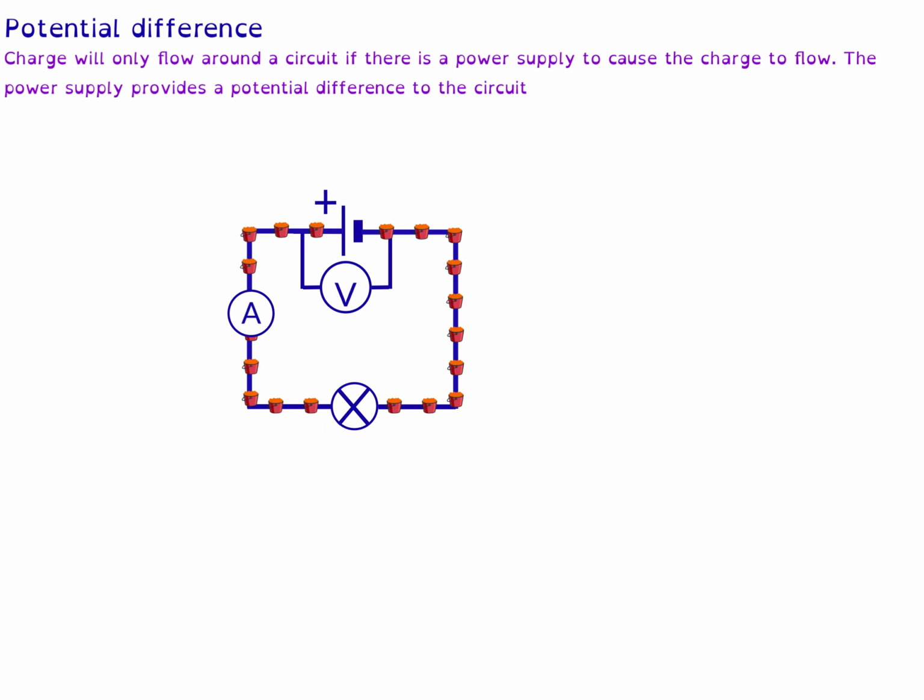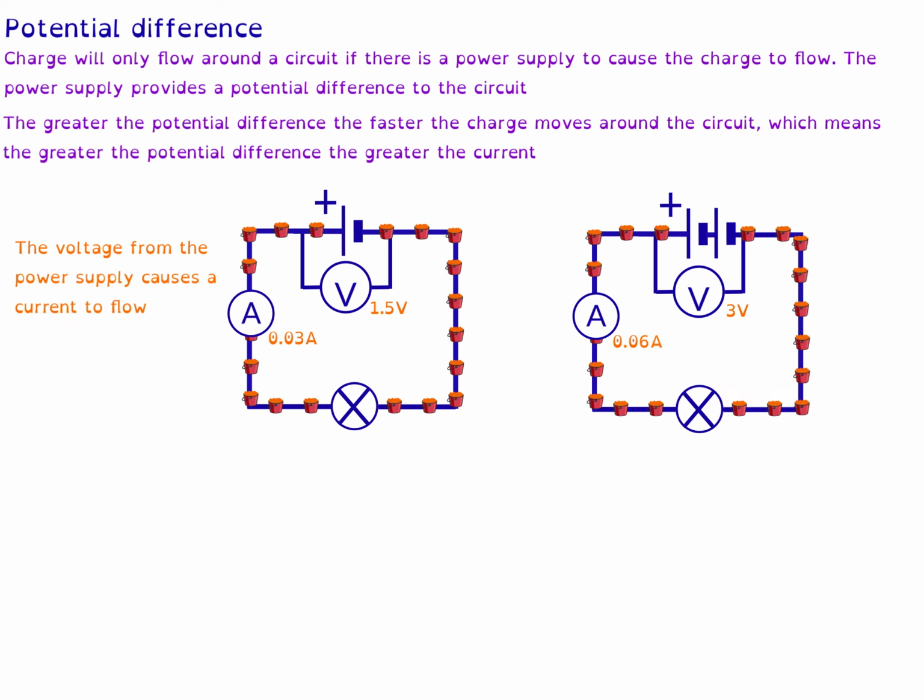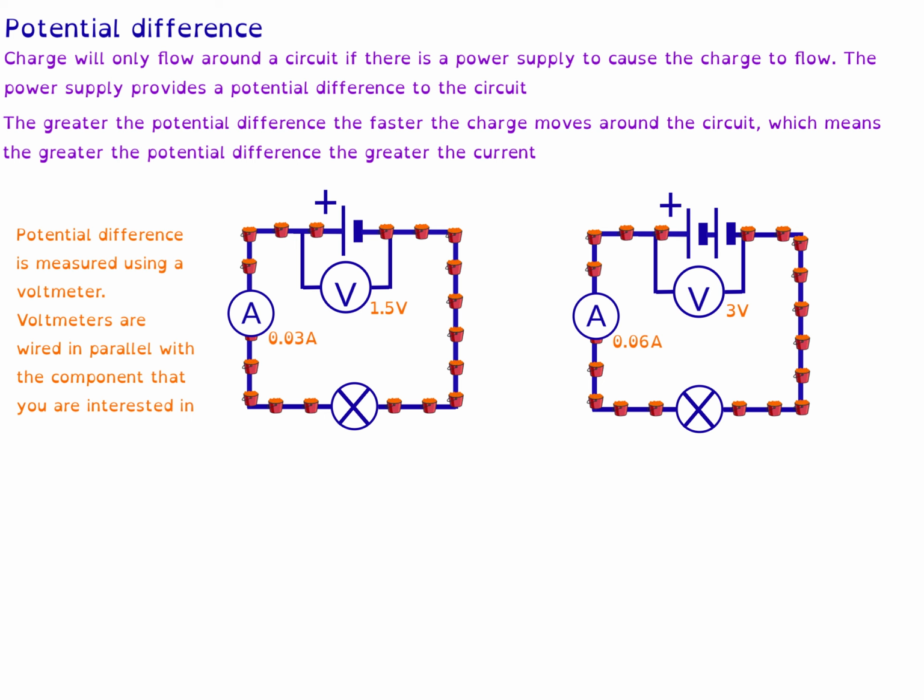Charge will only flow around a circuit if there is a power supply to cause the charge to flow. The power supply provides a potential difference to the circuit. The greater the potential difference, the faster the charge moves around the circuit, which means the greater the potential difference, the greater the current. Potential difference is measured using a voltmeter. Voltmeters are wired in parallel with the component that you are interested in.